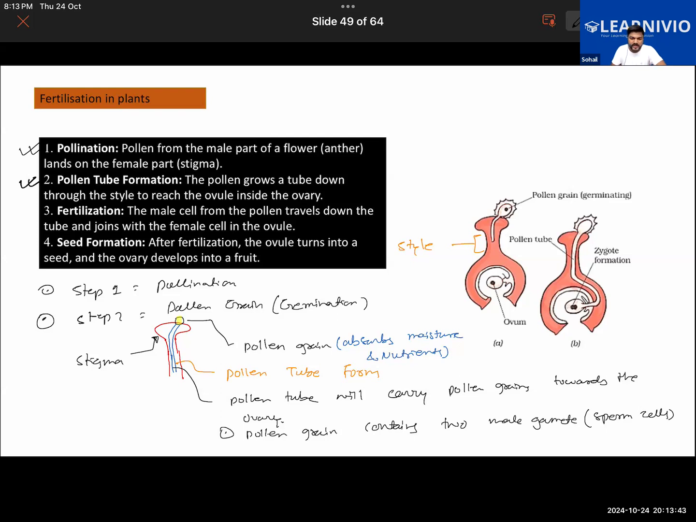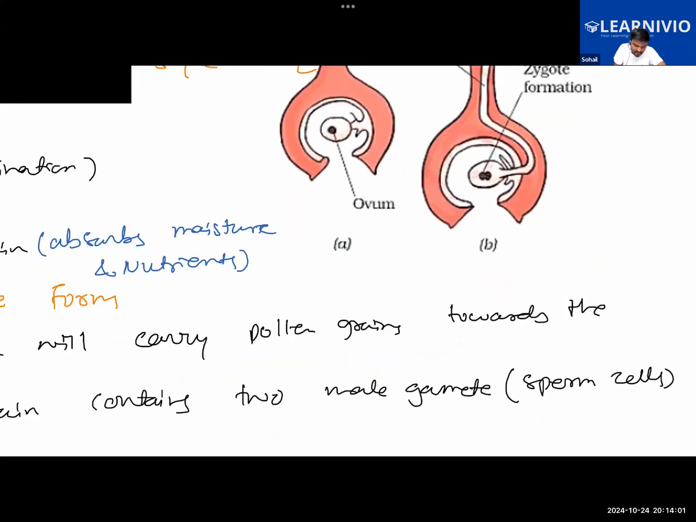So the pollen grain will be containing two male gametes as it travels down into the style, and as it goes to the ovum inside the ovary. So it will be containing two sperm cells in it. Okay. Now, as it goes inside the ovary, you have the female gamete.